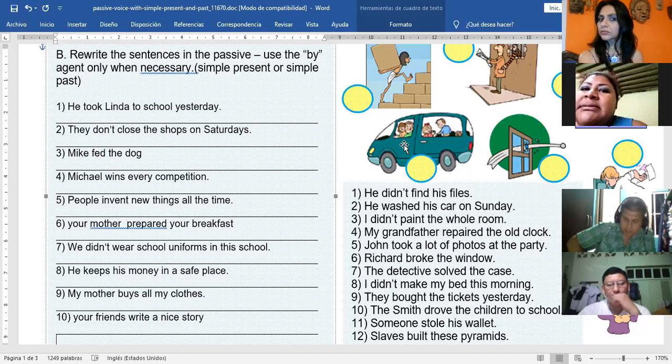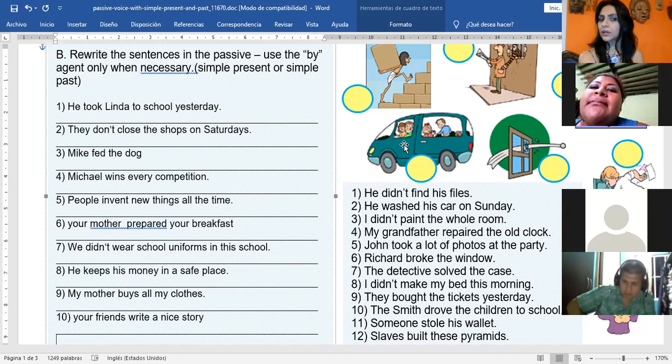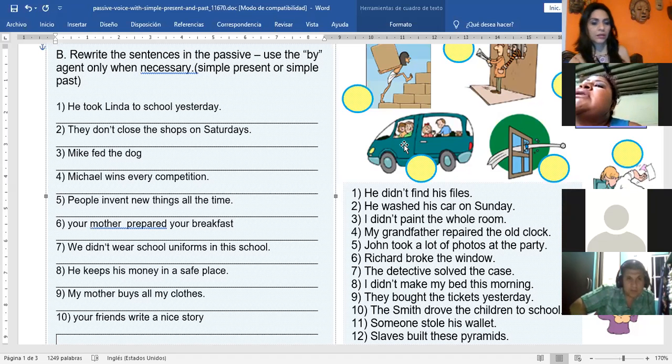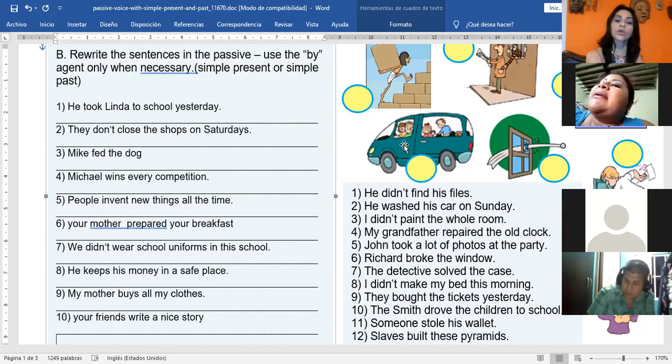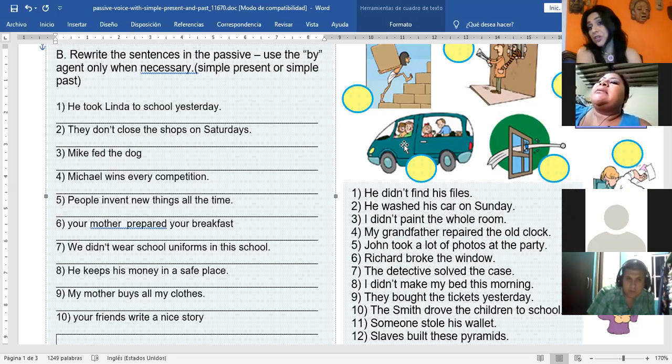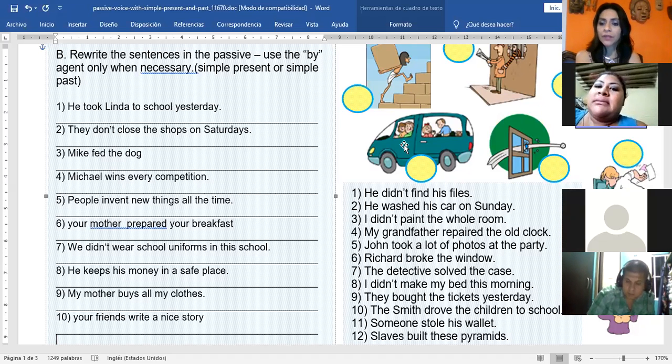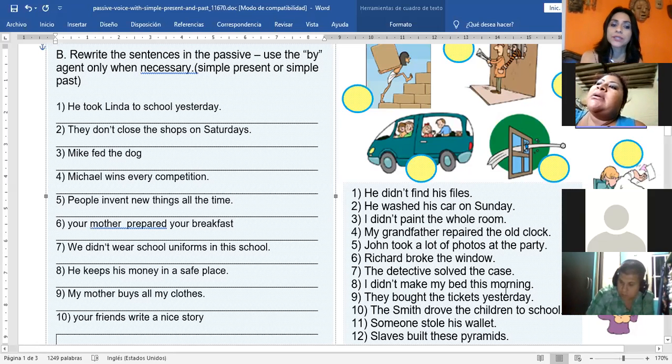Mm-mm. ¿En qué tiempo verbal está mi voz activa aquí? Present. ¿Cómo nos queda entonces? The shops are not closed on Saturday. Excellent. Or the shops aren't closed by them on Saturdays because we have the agent there. Very good. Gadiel Castillo, can you work on number three? The dog was fed by Mike. Was fed or was fed? Fed. Excellent, was fed by Mike.